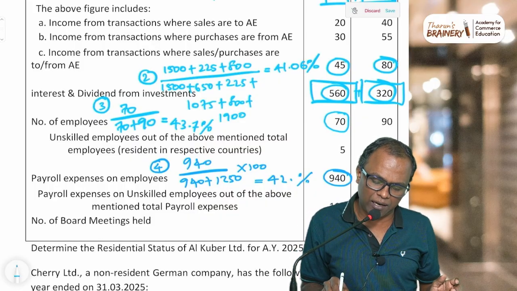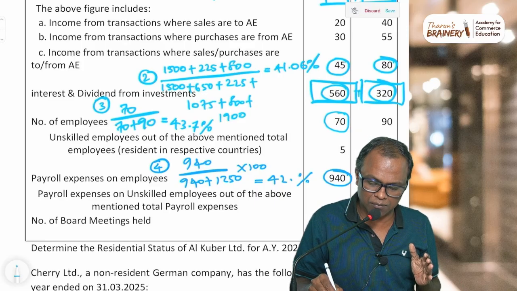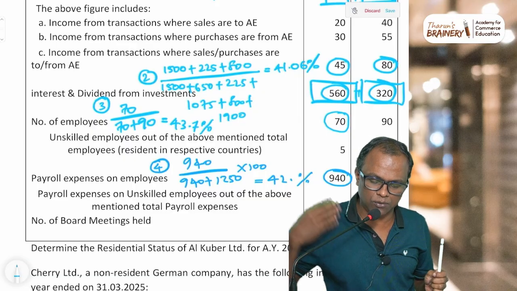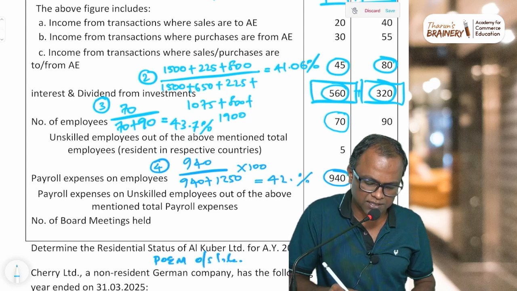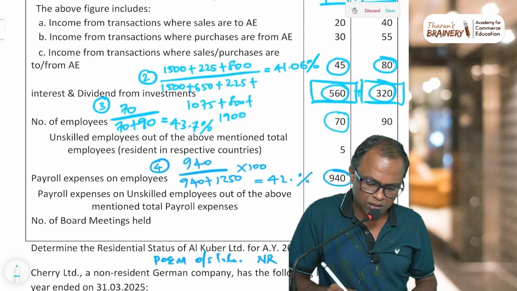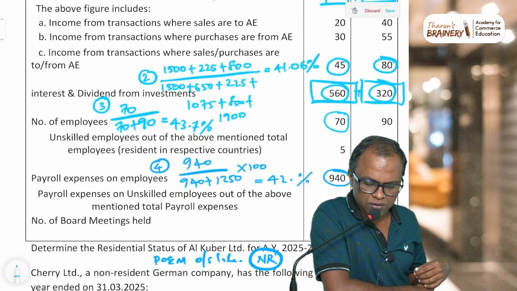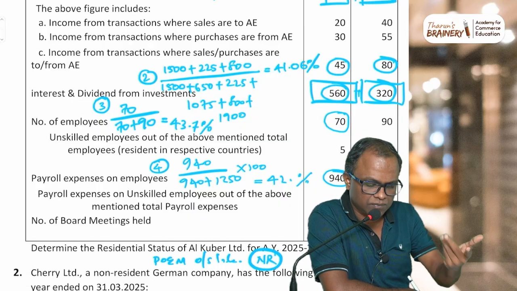The number of board meetings held outside India is 4. So total board meetings is 7. Out of 7, only 3 board meetings were held in India. So the majority is outside India. So POEM is outside India. Accordingly, as per section 6, it is a non-resident. This company is a foreign company and a non-resident. Since it is non-resident, only Indian income is taxable.